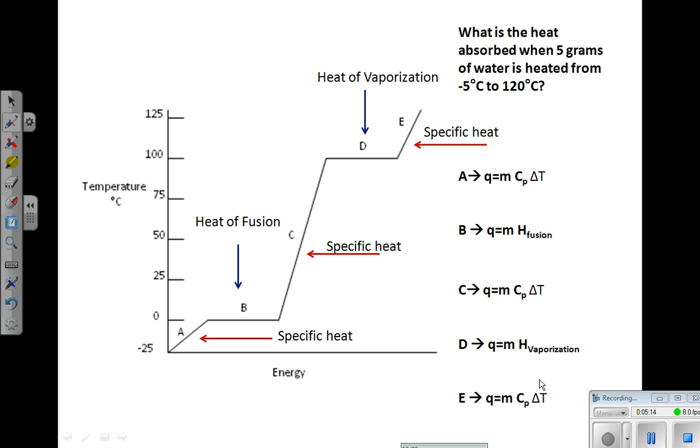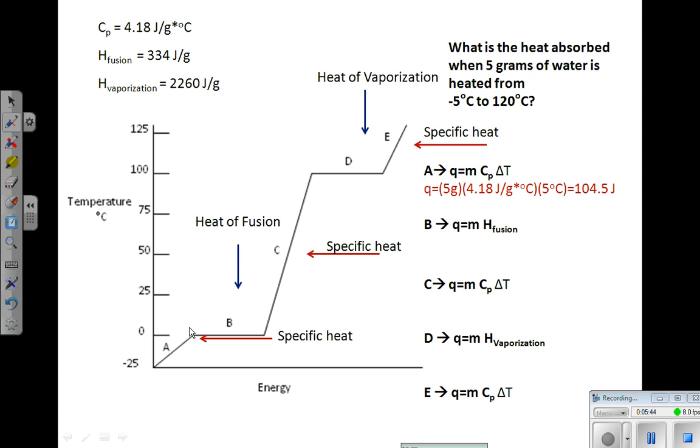Okay. To do these problems, we do need to have the values for the substance that we're looking at. For water, specific heat is 4.18 joules per gram degree Celsius. See that degree Celsius, what temperature is changing. Heat of fusion is 334, and heat of vaporization is 2,260 joules per gram.